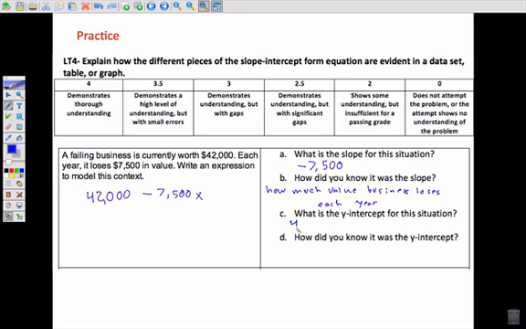Our y-intercept then is 42,000. How did you know it was the y-intercept? It's our beginning value, before it's been a year and we've lost that 7,500.